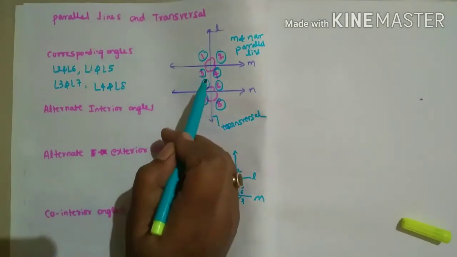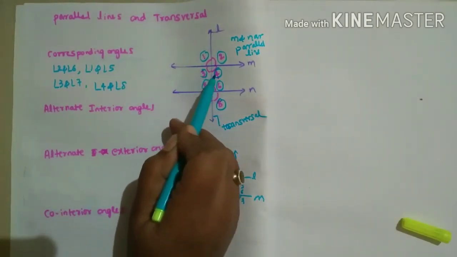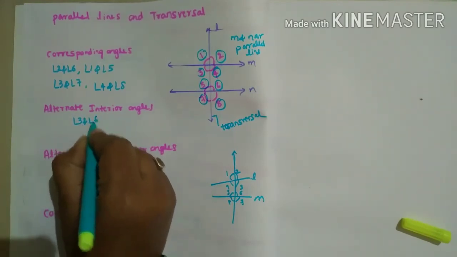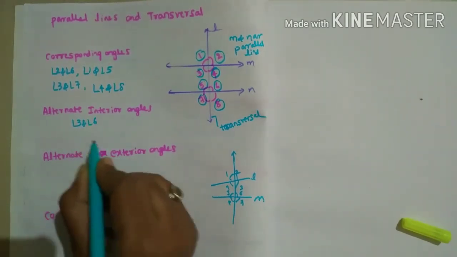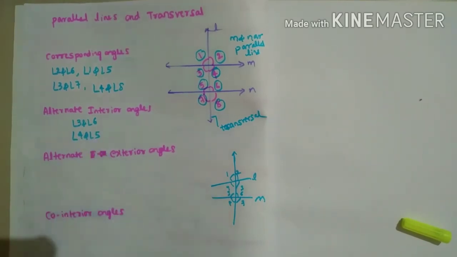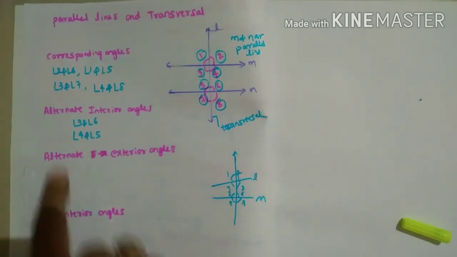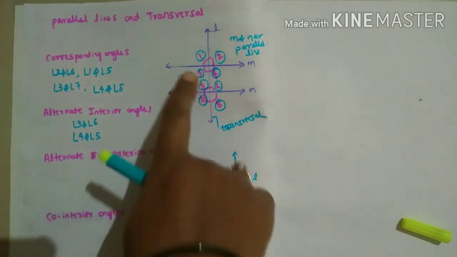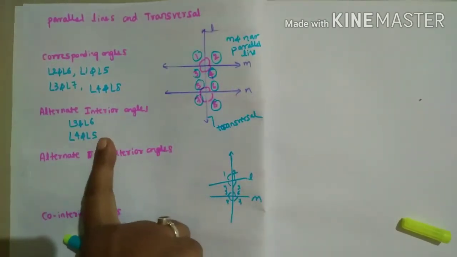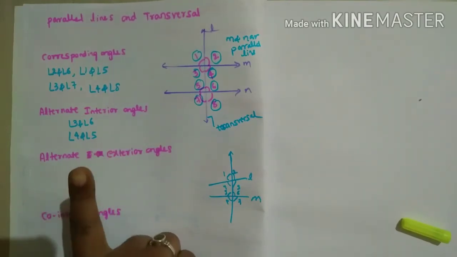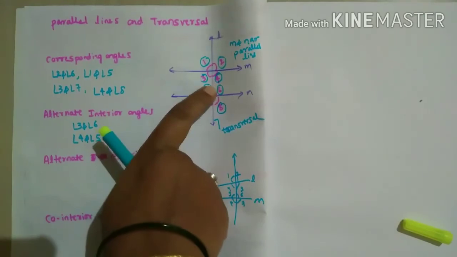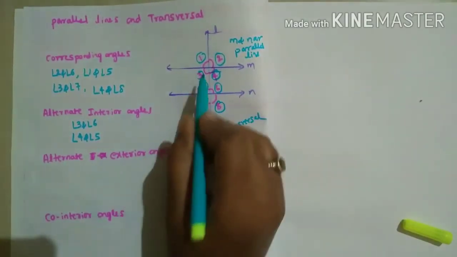Alternate interior angles are 3 and 6, and 4 and 5. Angle 3 and angle 6 are alternate interior angles, and angle 4 and angle 5 are alternate interior angles. Alternate interior angles are equal if the lines are parallel. If the lines are not parallel, these are still alternate interior angles, but they will not be equal. Remember that always.